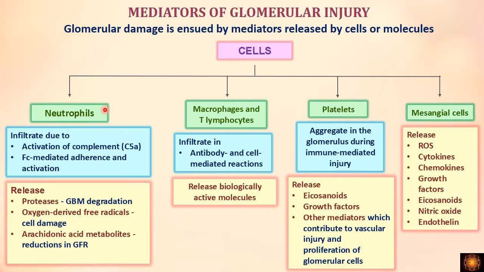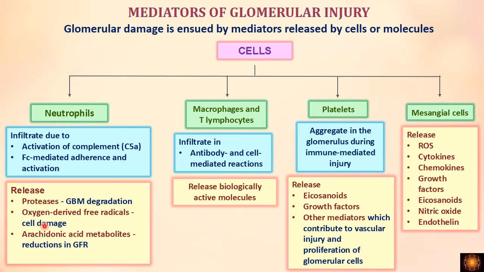And C5b forms a complex with C9. The C5b-C9 membrane attack complex is formed, whereas C5a acts as a chemotactic factor for the neutrophils. Along with that, there will also be Fc mediated adherence, and then there will be activation of the neutrophils. So once the neutrophils come there and get activated, they release the proteases, which will cause damage to the basement membrane. They release reactive oxygen species, which will cause oxidative stress and cell damage.